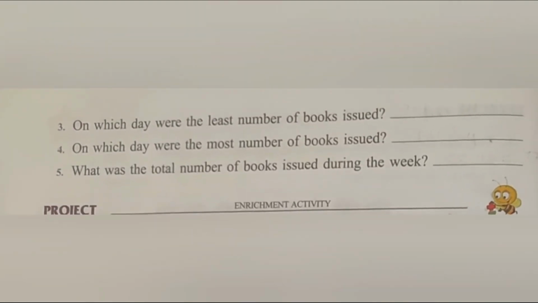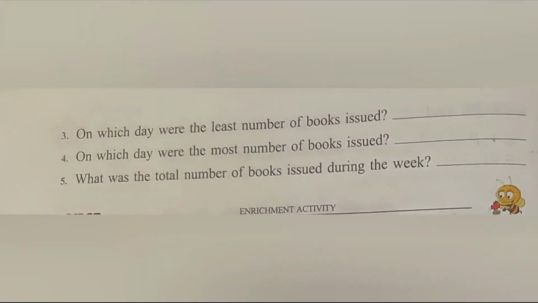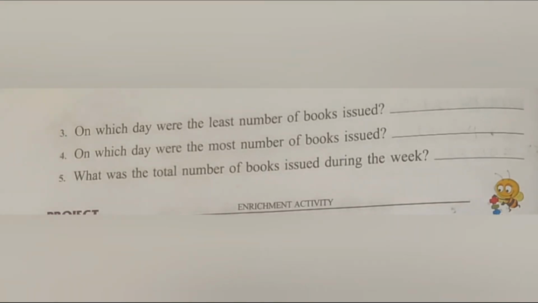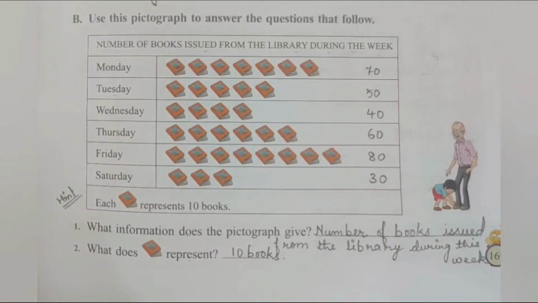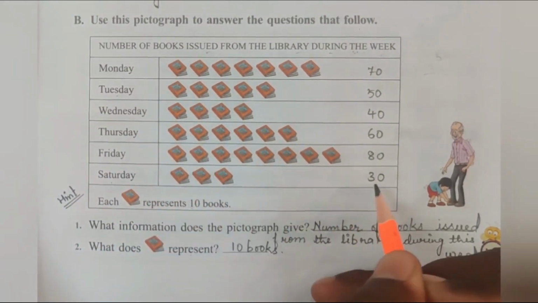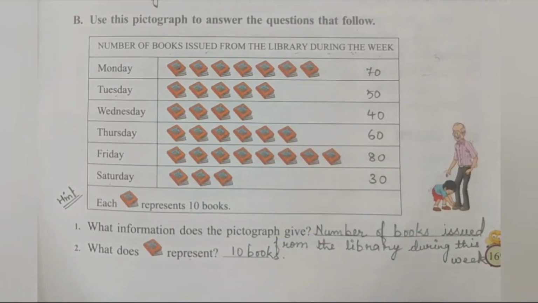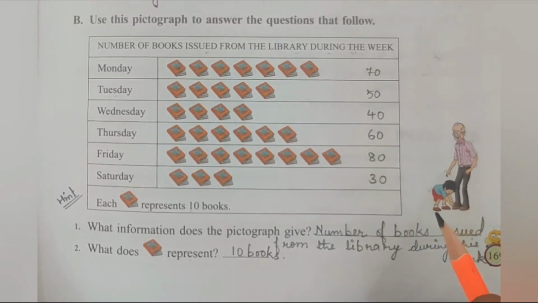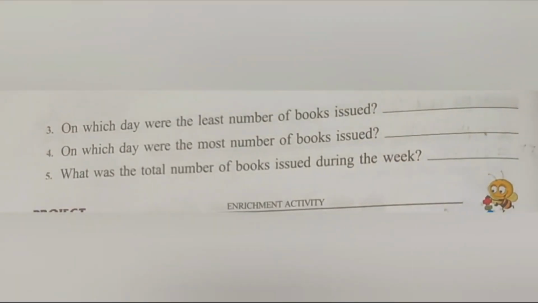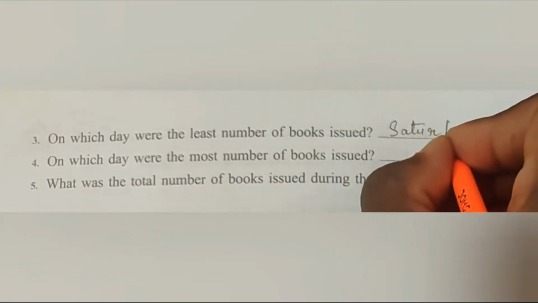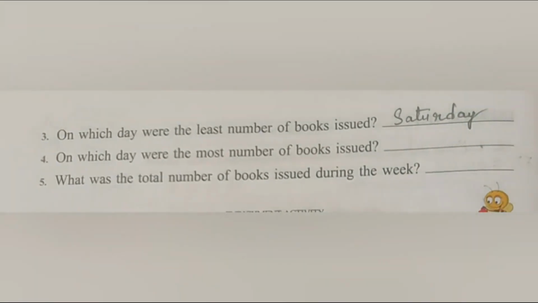Now here we have question number 3, that is on which day were the least number of books issued. So let's see on which day the least number of books was issued. So here we have Saturday where the least number of books was issued, that is only 30 books was issued from the library on Saturday. So this answer we are going to write into third question. Okay. So that is Saturday. Now the next question.